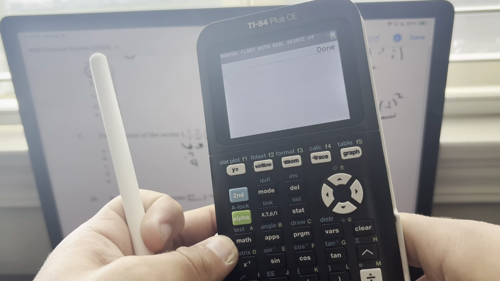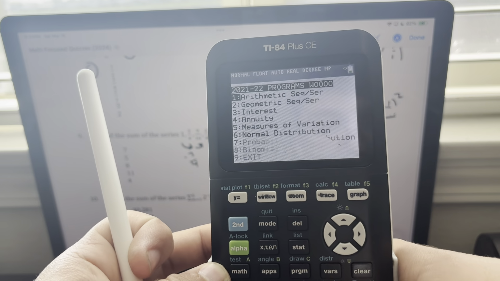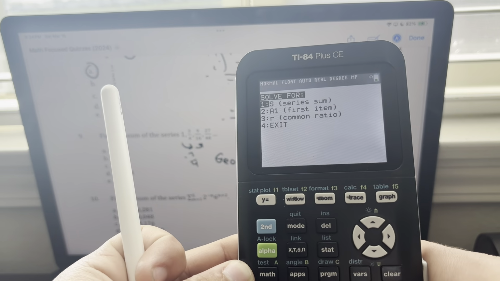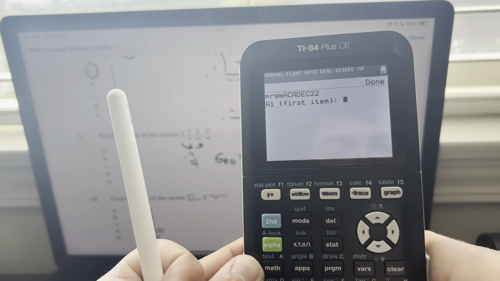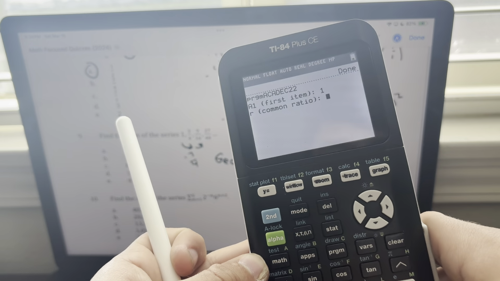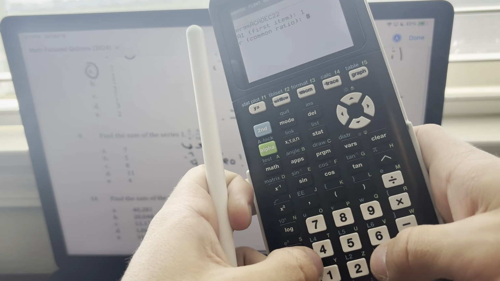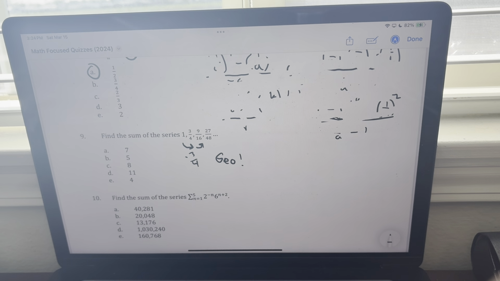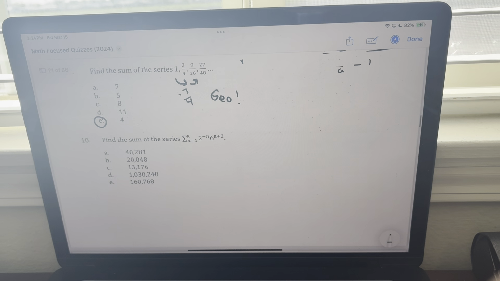Oh, oops, I accidentally clicked the wrong thing. So we're going to do an infinite series. We know we're trying to find the series sum, and the first item is going to be 1. And then the common ratio is going to be 3/4 because we're multiplying by 3/4 every time. And so we get 4. And so the answer is 4.